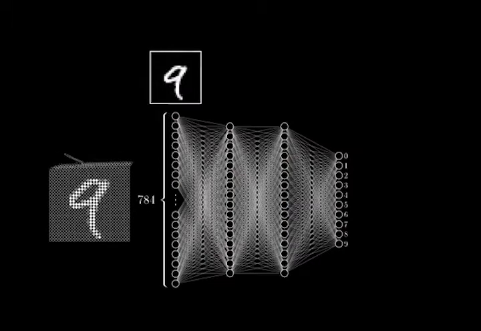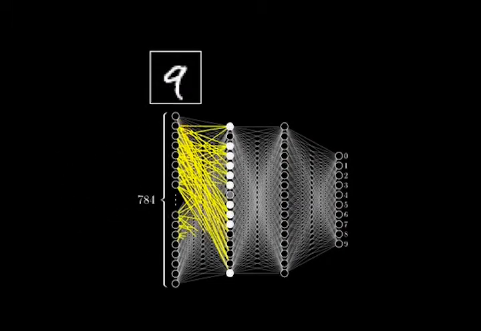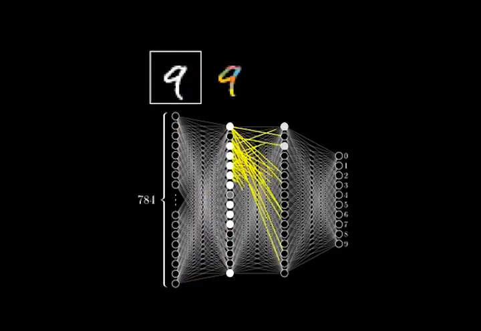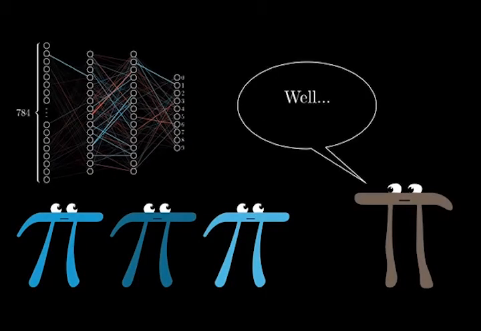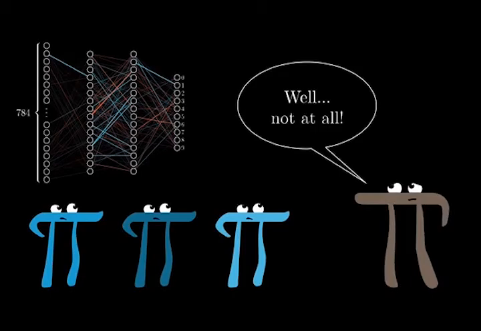Originally, the way that I motivated this structure was by describing a hope that we might have, that the second layer might pick up on little edges, that the third layer would piece together those edges to recognize loops and longer lines, and that those might be pieced together to recognize digits. So is this what our network is actually doing? Well, for this one at least, not at all.